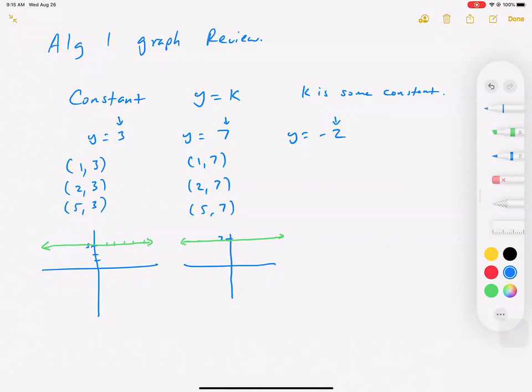And the last one at -2. If x is 1, y is -2. If x is 2, y is still -2. And if x is 5, y is still -2. Right? If you owe your friend $2 and you don't pay him back, you still owe him -2. That's a constant.